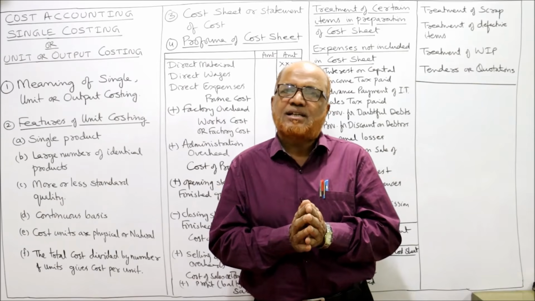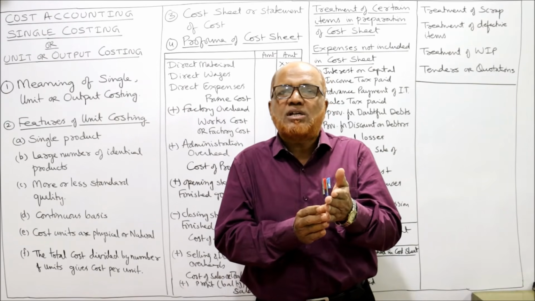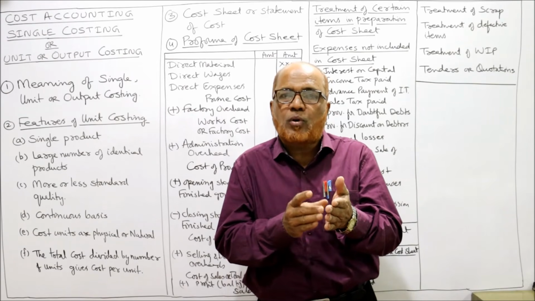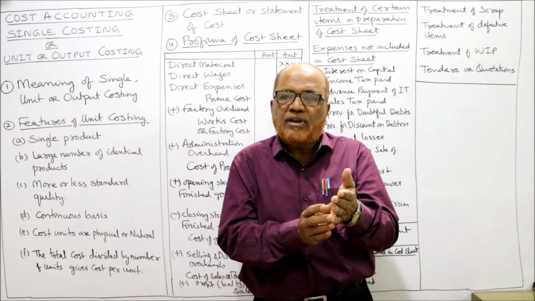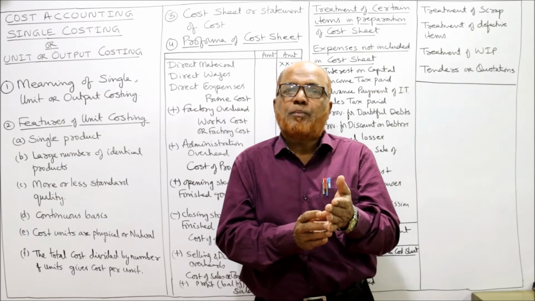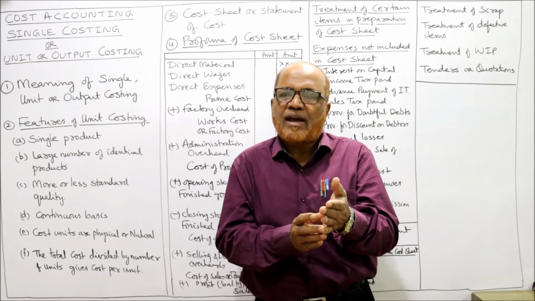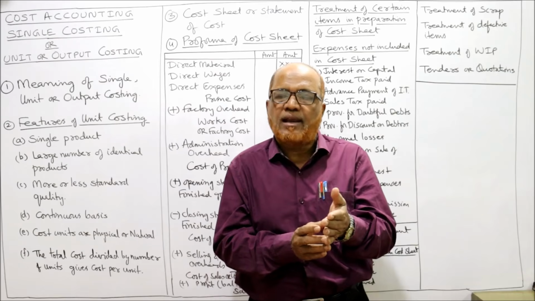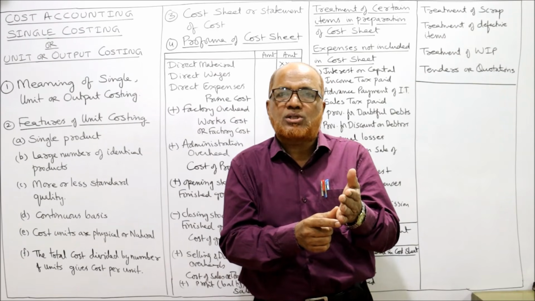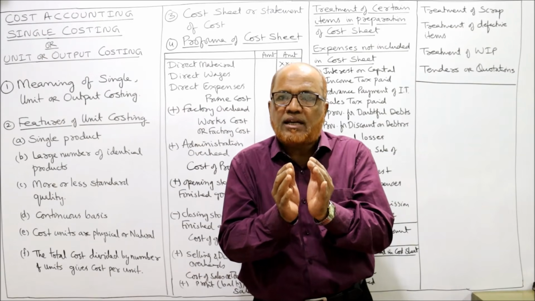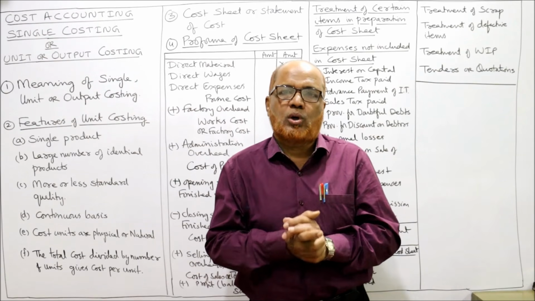What do you mean by cost ascertainment? Finding out what is the total cost of producing the goods or to provide the service. Without having the total cost, the producer, the manufacturer cannot fix the selling price. The selling price is based on the total cost. So we need correct ascertainment of total cost.